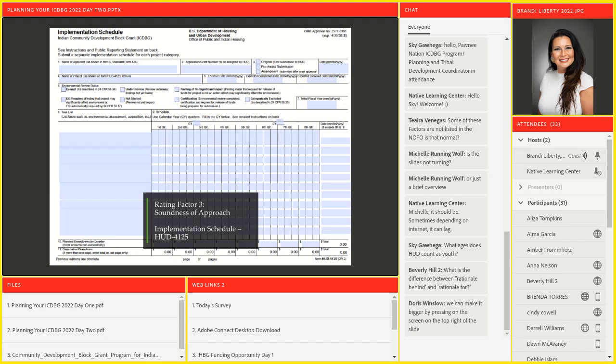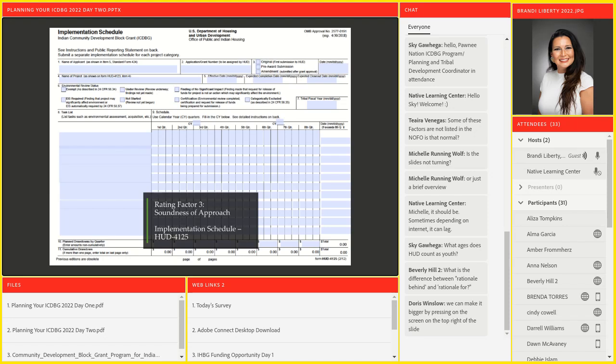Line 5 will be the effective date, so that first date of your period of performance. The expected end date would be the last day that you expect that project to be completed, whether it's the end date that HUD has given within that period of performance, or whether you have a different end date because maybe you're not taking the entire 5 years. And then your expected closeout date should always be 90 days following the completion of the project.